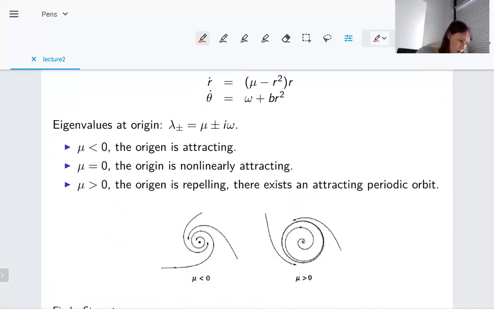For mu smaller than 0, what we have is just an equilibrium, which is stable, and it's a focus and it attracts trajectories nearby. And for mu greater than 0, what happens is that there appears a periodic orbit, and the equilibrium point changes stability, and now it becomes unstable, and trajectories approach the periodic orbit. Okay, that's the supercritical Hopf. Then we have the subcritical Hopf, which is the same idea.